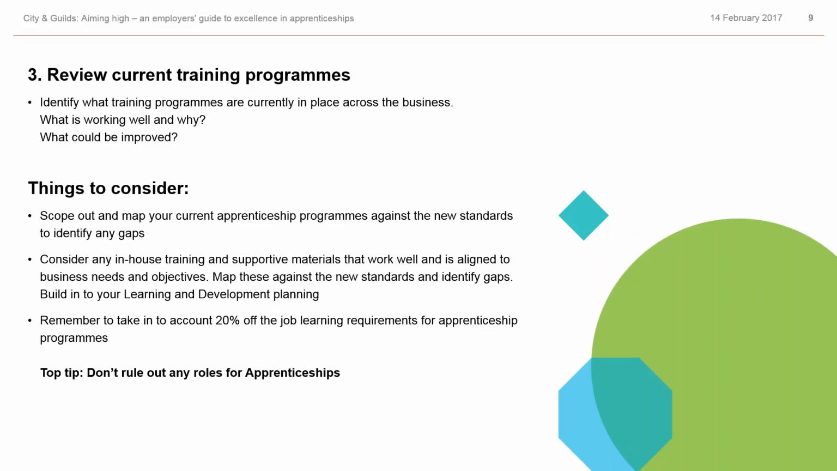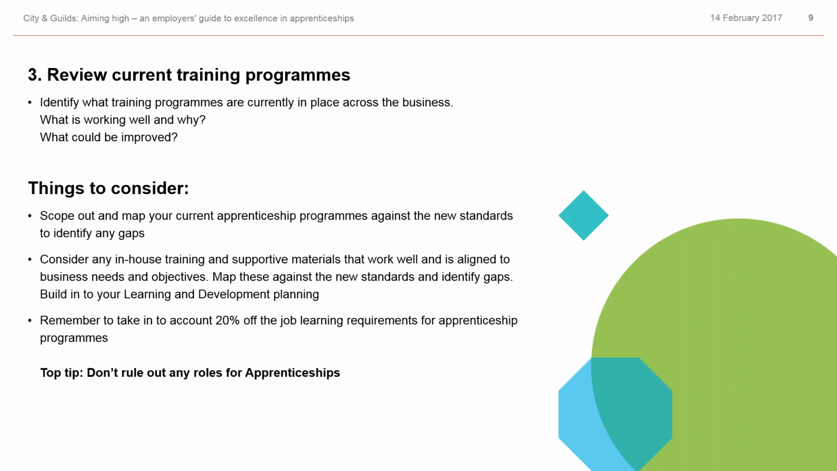So when you're reviewing your training programs, identify what you've got in place across the business, what's worked and why, is it working, has the team got the right resources in that area, what could be improved, and could that be the starting point of your offer? Try to map your current apprenticeship program if you're already delivering, and map your frameworks to standards. You'll probably find not much difference, to be honest, because people are probably already doing that anyway. So consider your in-house training and see where you can use that as much as possible.